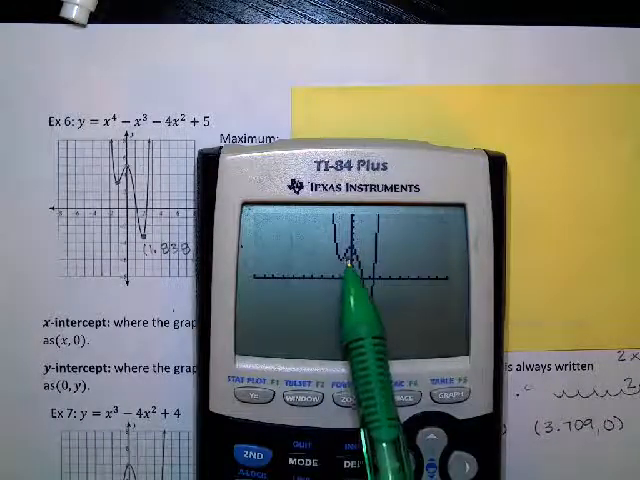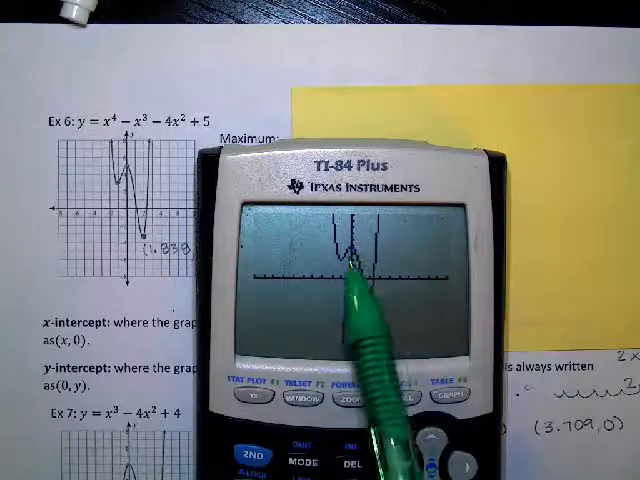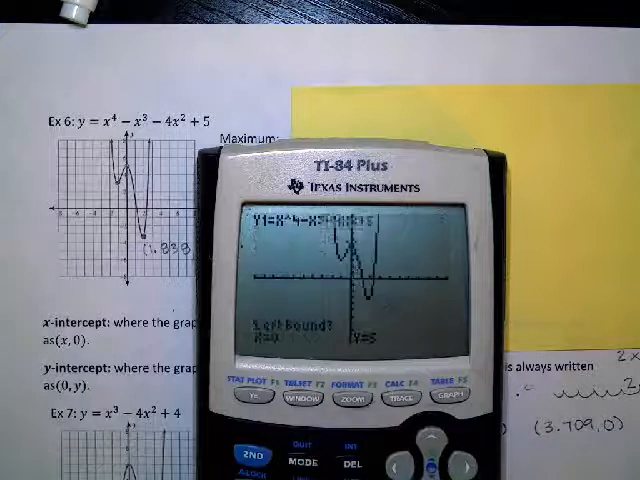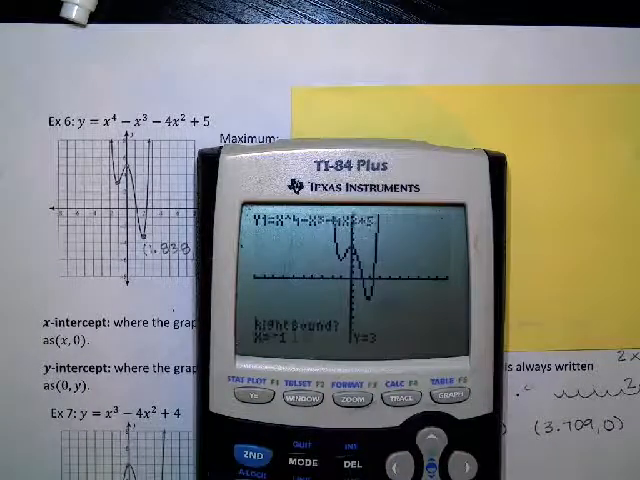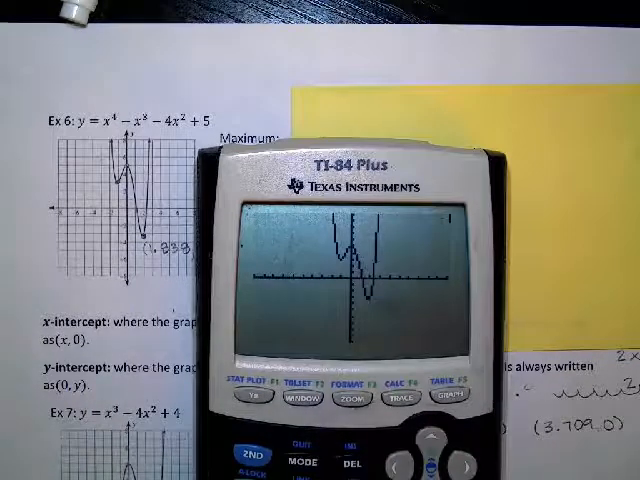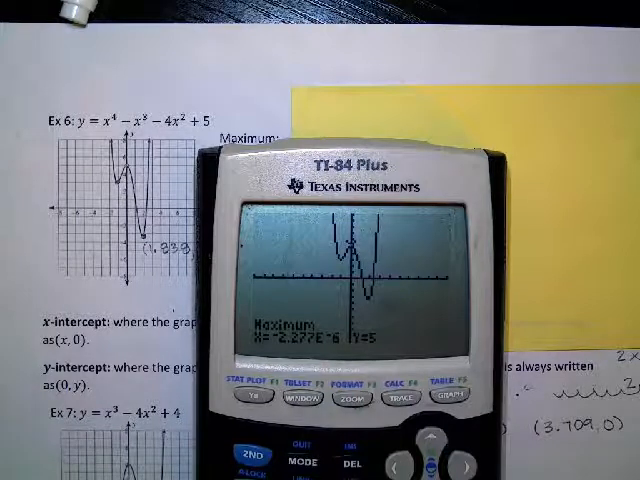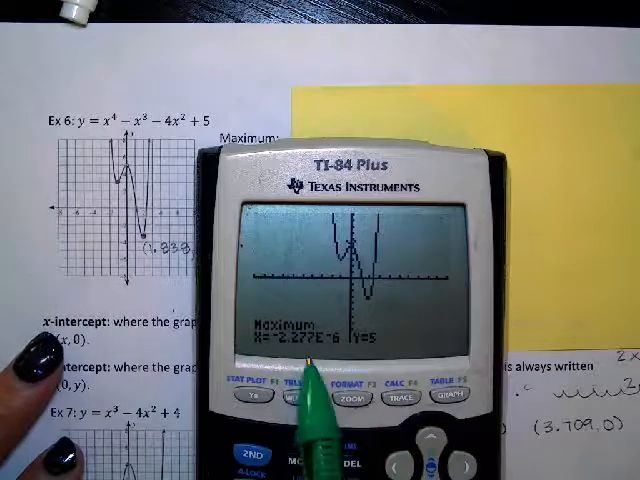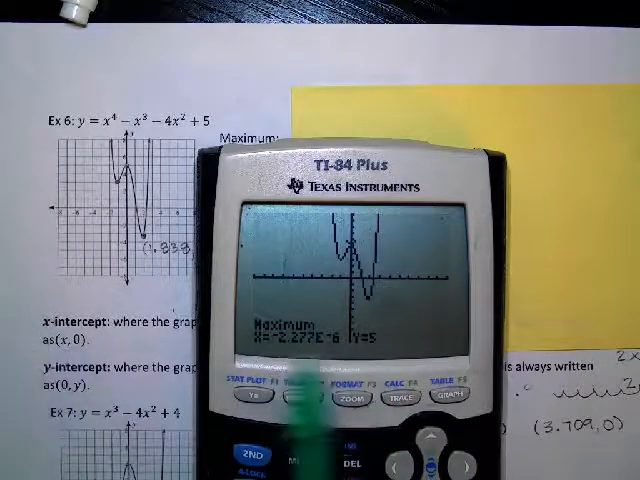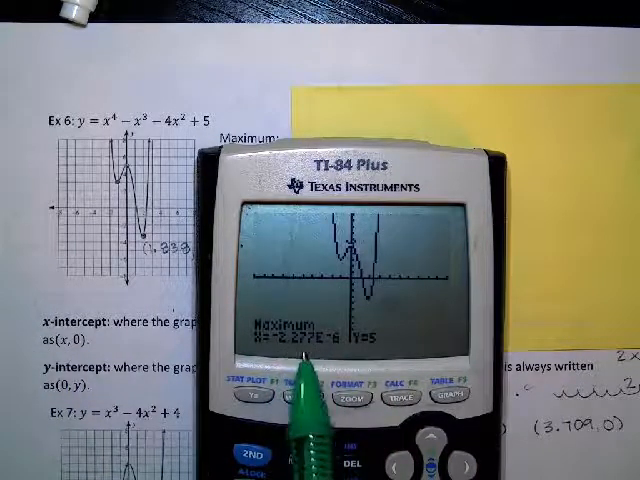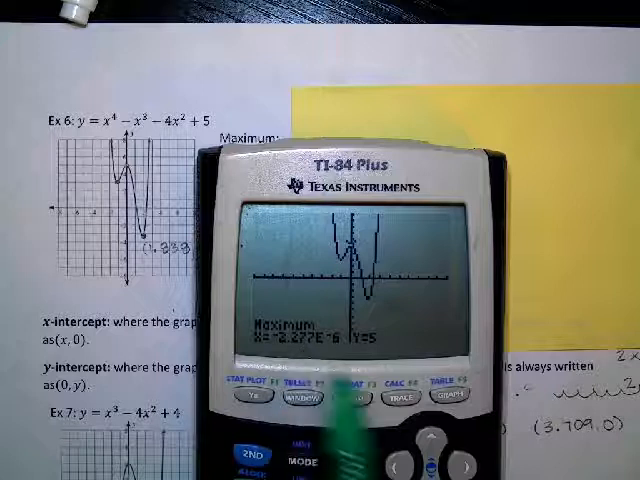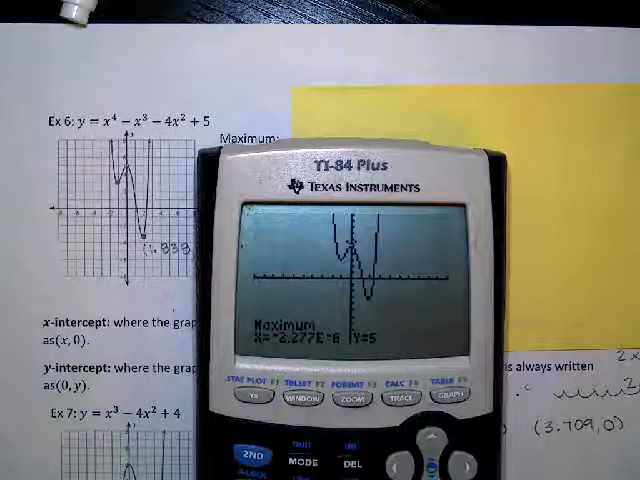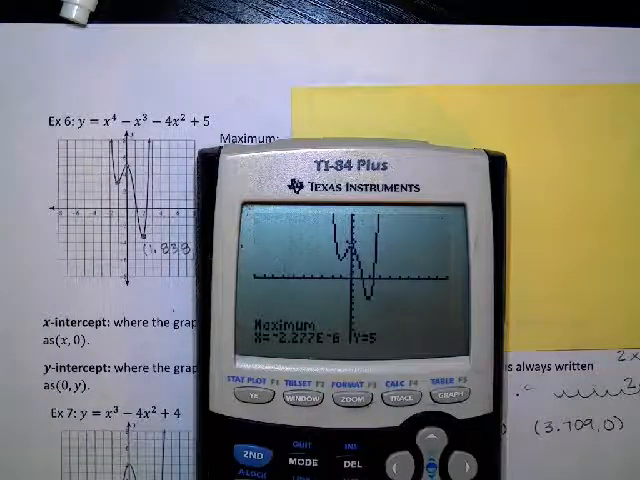So I can tell that the max looks like it's probably at 0, so I'm just going to check for the max between -1 and +1. Left bound -1, right bound +1. Like I said, I'm not a big fan of scrolling if I can avoid it. For those of you who are finding the max right now, it looks like my x-coordinate is -2.277. Those of you who are finding it are probably getting different decimals from that.